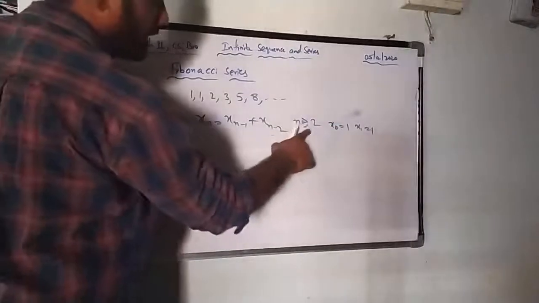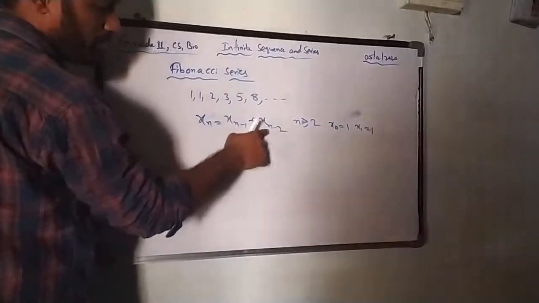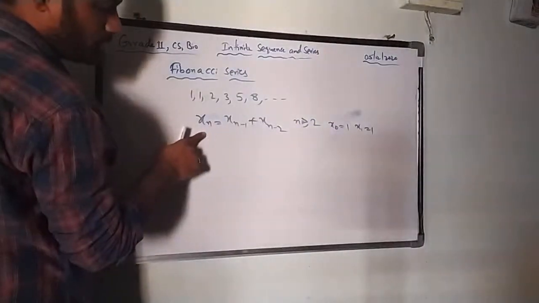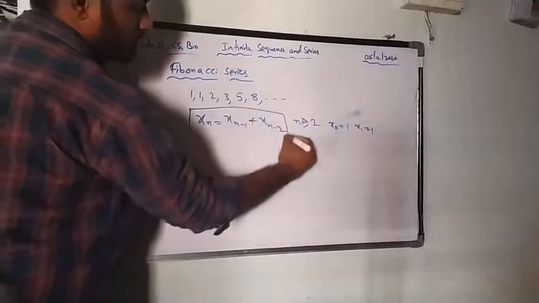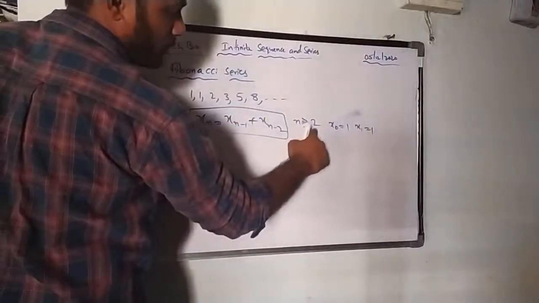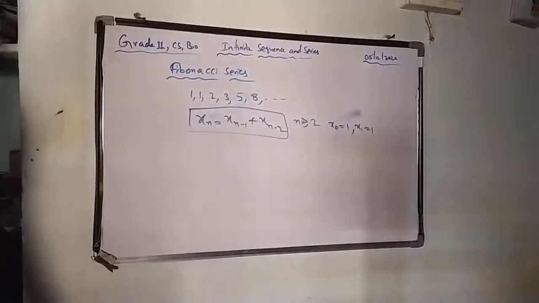So if I substitute n equal to 2, 2 minus 1 is x1, 2 minus 2 is x0, 1 plus 1, so your x2 value will be 2. So the condition is n should be greater than or equal to 2, and x0 is 1 and x1 is also 1. This is about the Fibonacci series.